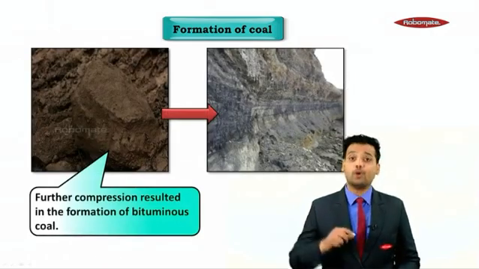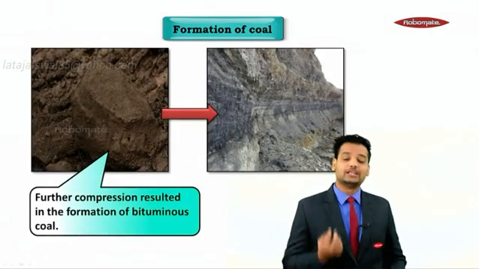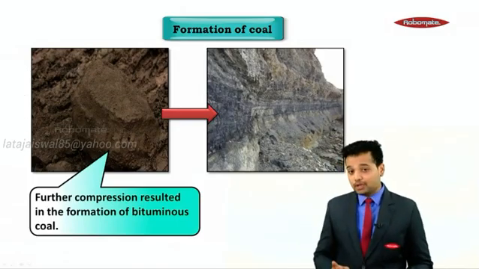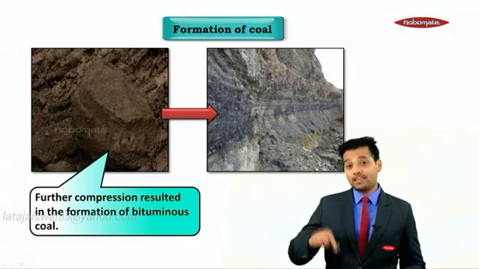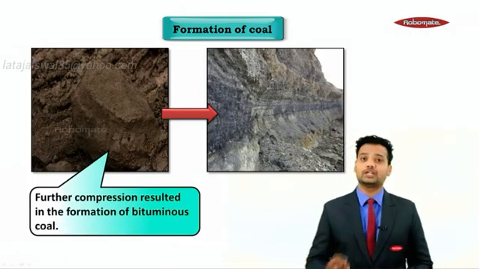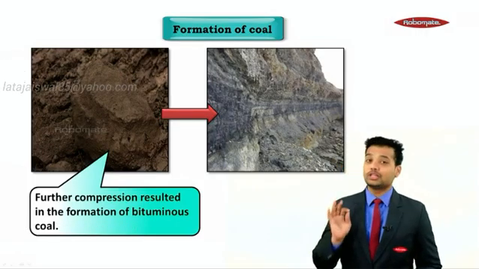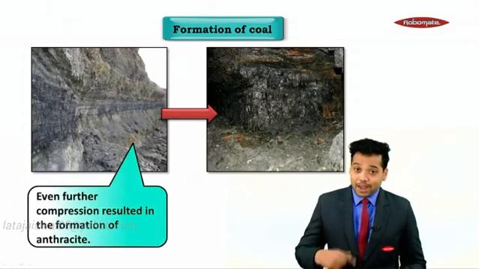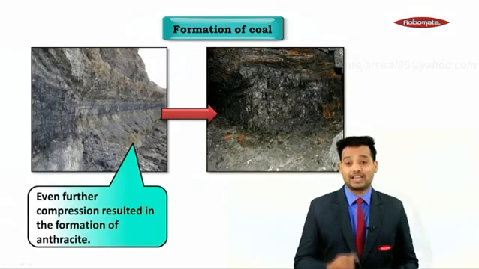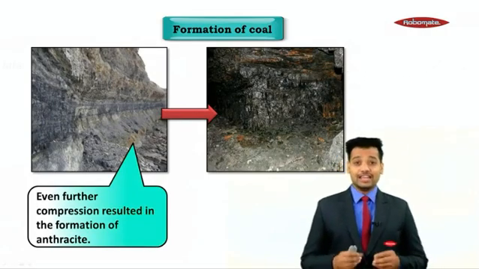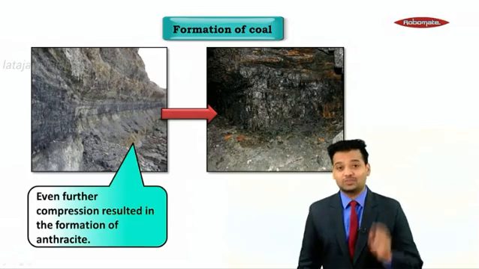And this lignite, on further compression, resulted in the formation of bituminous coal. This bituminous coal is even better. Bituminous coal contains almost 86% carbon and lignite contains only 30% carbon. So there is a major increase. But better than bituminous is anthracite. Even further compression resulted in the formation of anthracite containing a whopping 96% carbon.